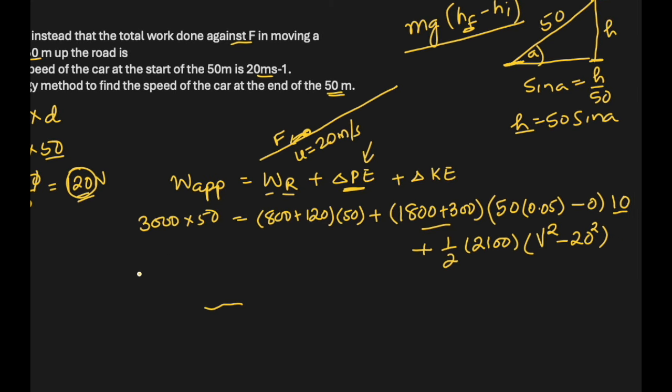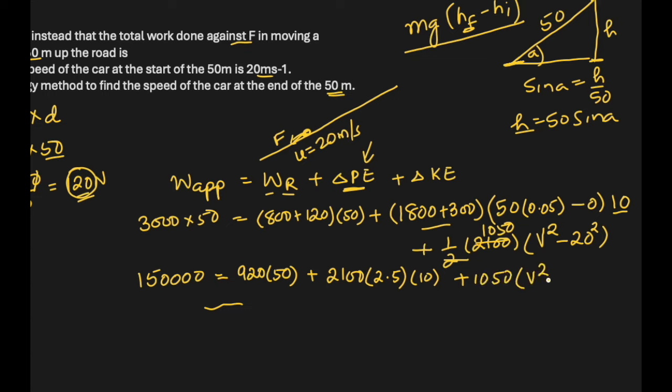So there are 15 and 4 zeros equal to this is 920 times 50 plus 2100 times 50 times 0.05 will be 2.5 meter. 2.5 will be the resultant of this one. That is the final height, and times 10. Okay, this also cancels. 1050 v square minus 400.